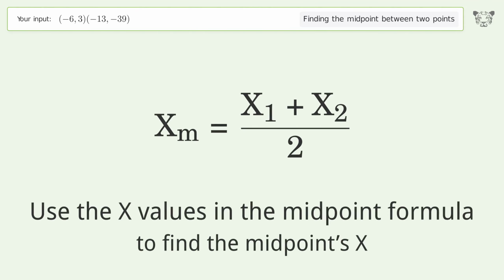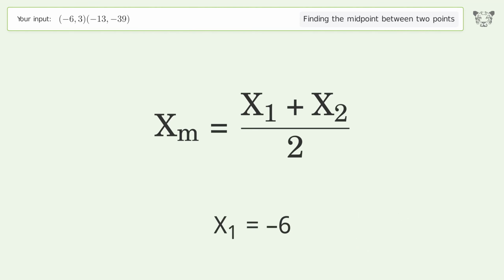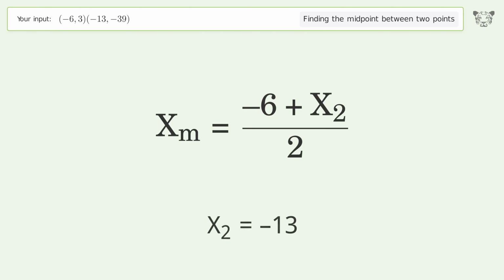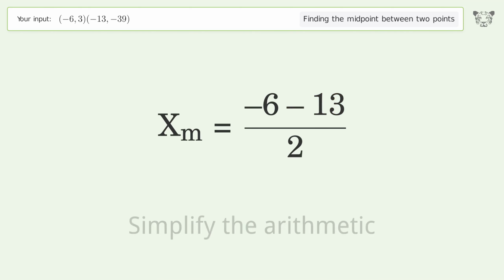Use the x values in the midpoint formula to find the midpoint's x. x1 equals -6. x2 equals -13. Simplify the arithmetic.